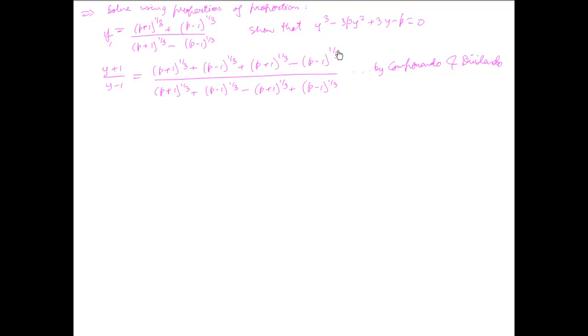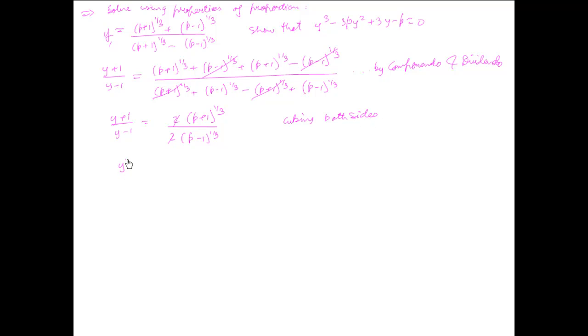So in that case, children, this cancels with this, cancels with this. You're left with (y plus 1) upon (y minus 1) is equal to (2 times (p plus 1)) raised to 1/3 upon (2 times (p minus 1)) raised to 1/3. This cancels this. Cubing both sides, children. That's cubing both sides.